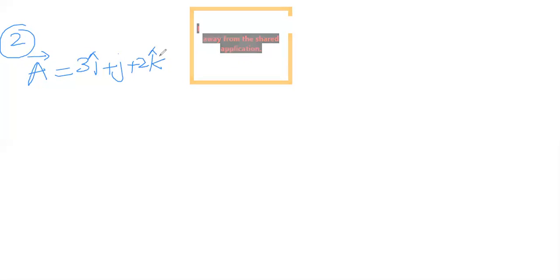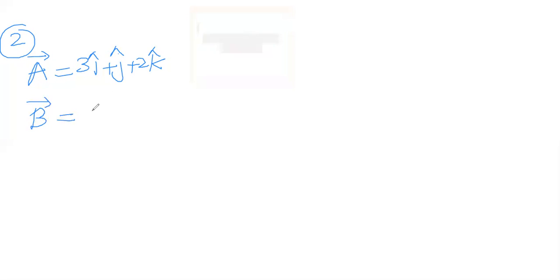Second numerical I am doing, so that A bar is given as 3i plus j plus 2k. This is one vector, A bar.